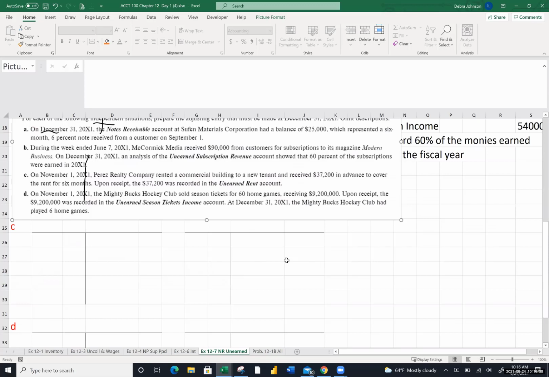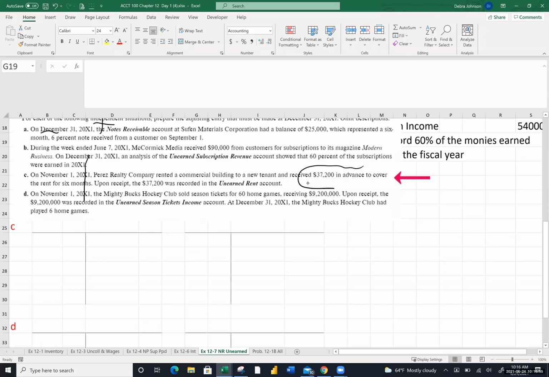All right, let's do one more, and then we'll move on to our next one. It says on November 1st, Perez Realty rented a commercial building to a new tenant and received $37,200 in advance to cover the rent for 6 months. Okay, well, that is money received ahead of when it's earned. We're going to use an unearned account. Remember that unearned accounts are liabilities. Our rules for T accounts on liabilities are minus plus.